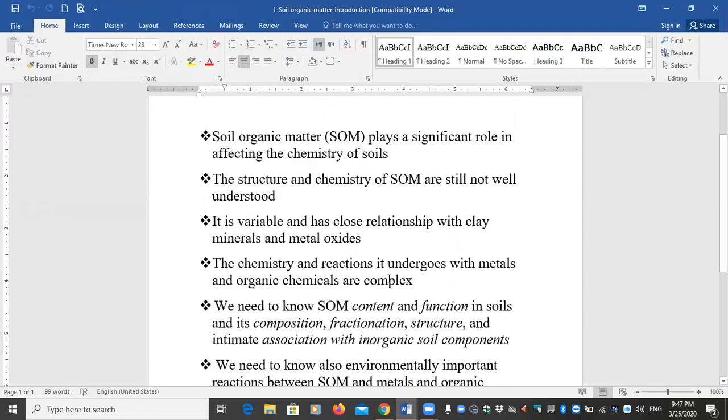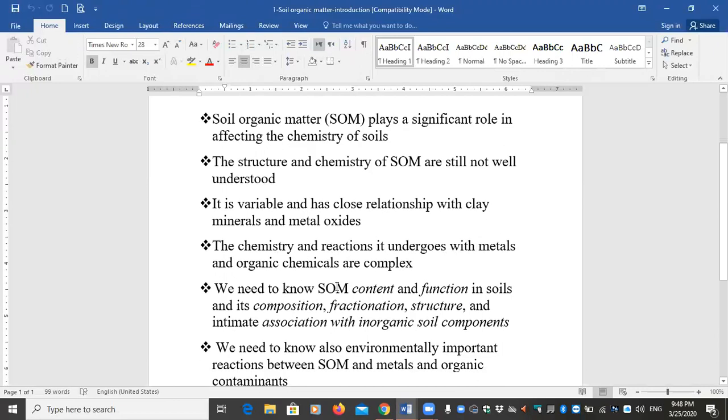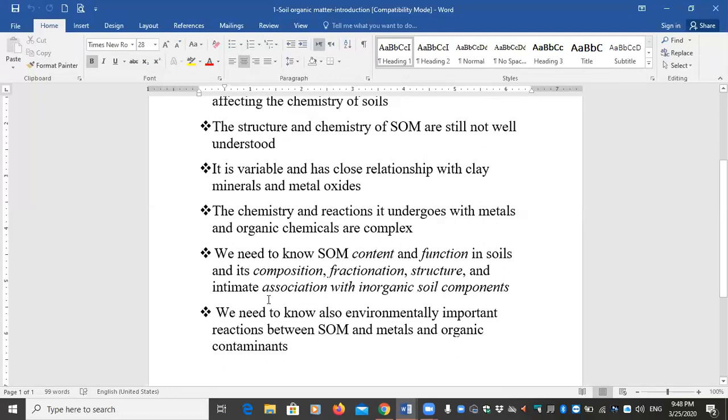The chemistry and reactions it undergoes with metals and organic chemicals are complex. They are not easy. They're very complicated. So it interacts, it has lots of reactions with the metals and with the organic chemicals that are added to the soil. We need to know soil organic matter content and function in soils and its composition, fractionation, structure, and intimate association with inorganic soil components.